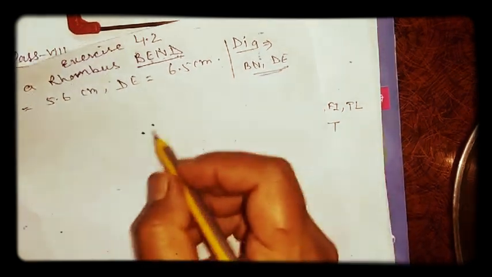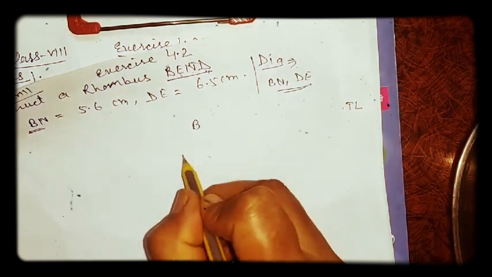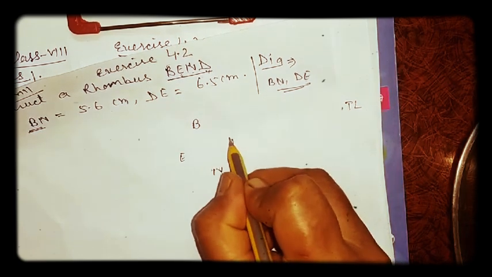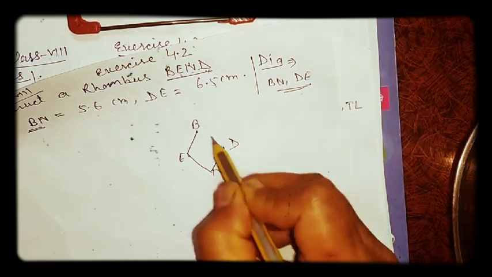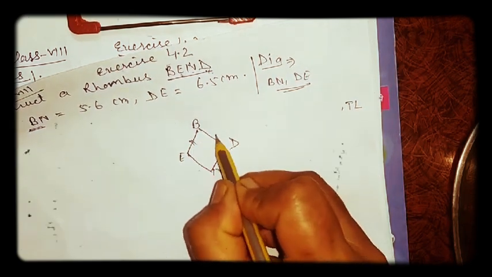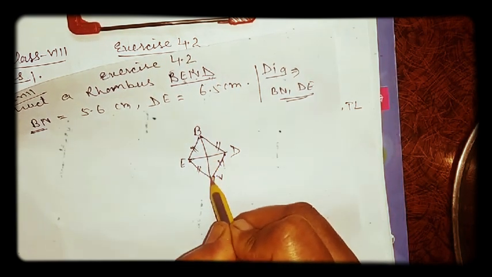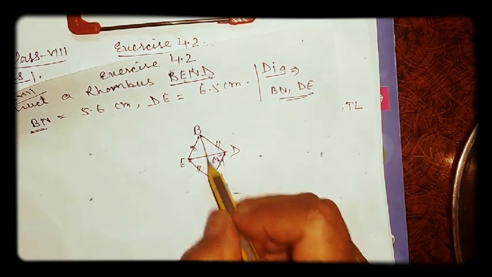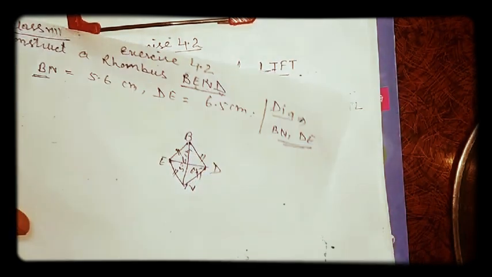कैसे बनेगा इस rhombus? That is, first we are drawing the rough sketch of this, that is B, E, N and D. So B, E, N and D. The rhombus will be like this. All the sides will be equal, and this is given and this is given. ED is given 6.5 centimeter, and BN is given 5.6 centimeter. These two measurements are given.